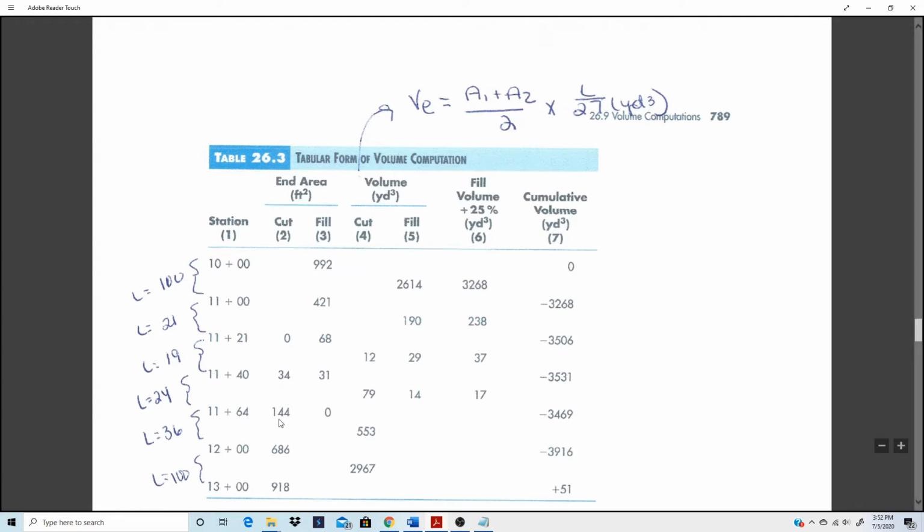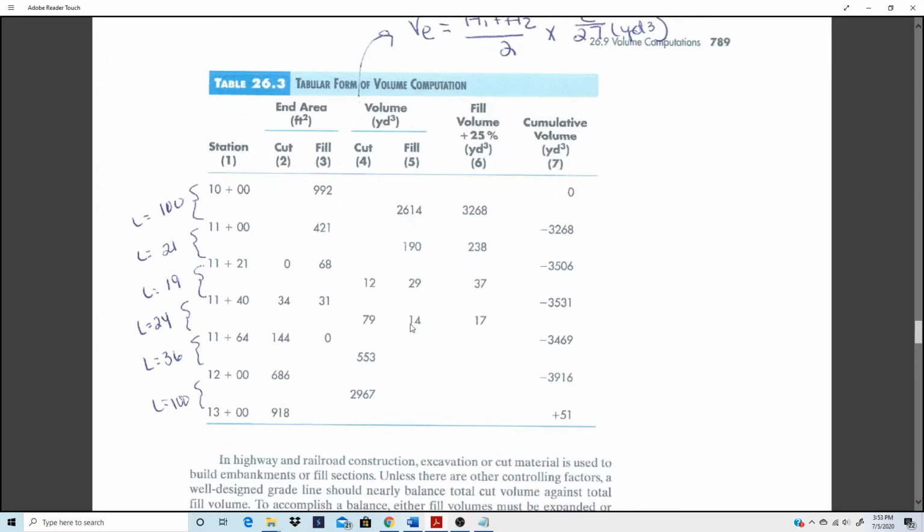I took an average of the 34 and the 144 times 27, because I took the difference between the two stations, and times 24 divided by 27 gives me 79.11, so we're good. And now this will be my last fill volume right here. So that would be 31 and 0 is 31 divided by 2 times 24 divided by 27 put in cubic. So it gives me 13.77, which is roughly 14 times 1.25, and I've got 17.22 or 17. So that's how you would compute them.